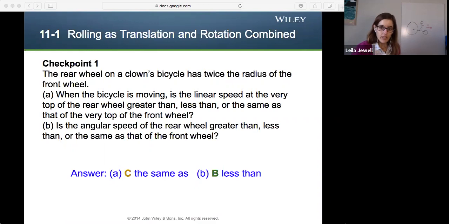But the angular speed of the big wheel, notice it doesn't have to rotate very much to cover the same ground as the little wheel has to spin a lot to keep up with the big wheel. So there's less angular speed in the big one, the rear wheel, versus in the front wheel. Right. Let's keep pressing on for now.